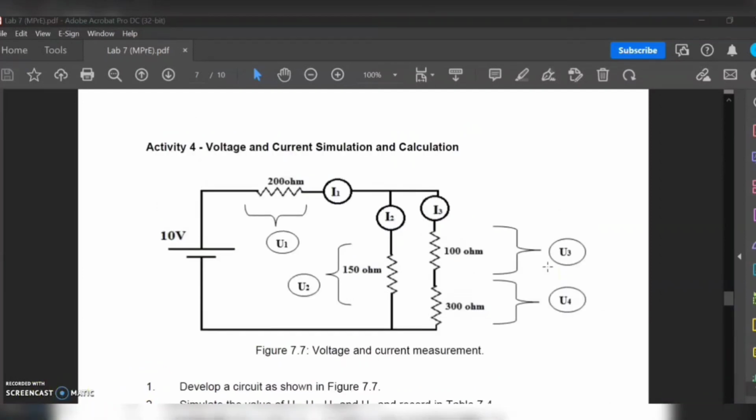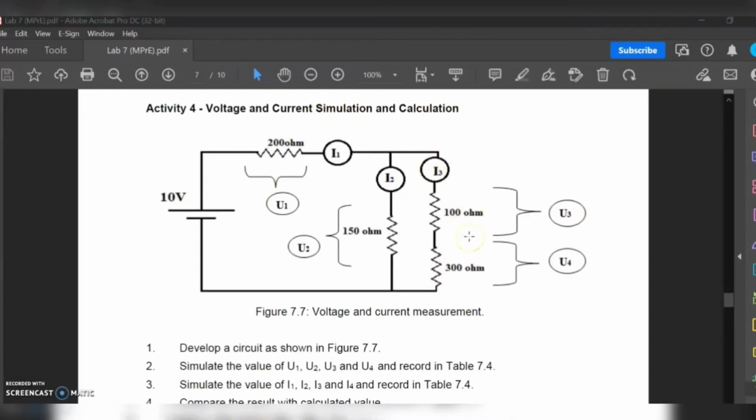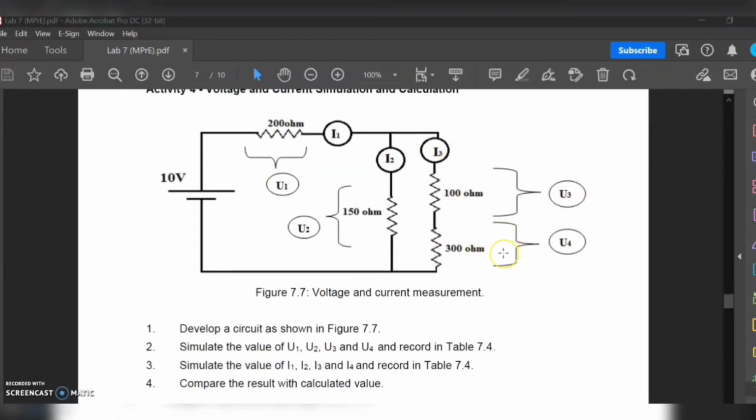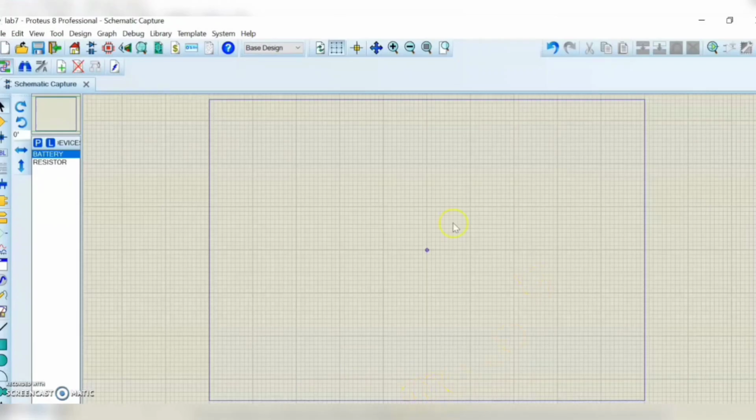Okay, I will explain about activity 4, which is voltage and current simulation and calculation. So here is the circuit diagram. So for now, I have to develop a circuit in the software. Firstly, we must add the battery. Then we add the resistor.